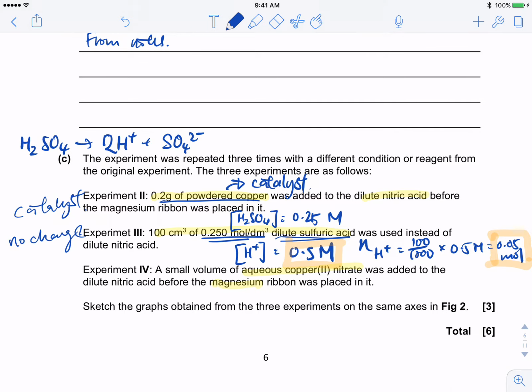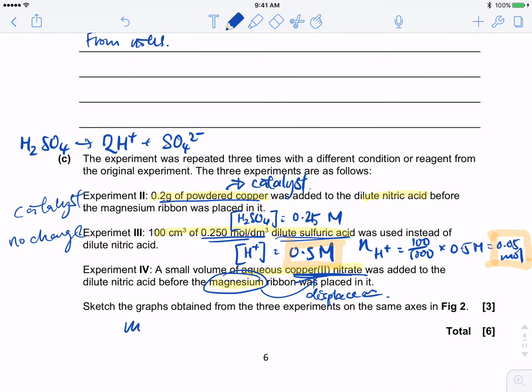Lastly, I add some aqueous copper 2 nitrate. Now they didn't add copper, the metal, as a catalyst. They added copper 2 nitrate. When you add copper 2 solution to magnesium, what will happen? The correct answer is this is more reactive than copper 2 plus, a displacement reaction will occur.